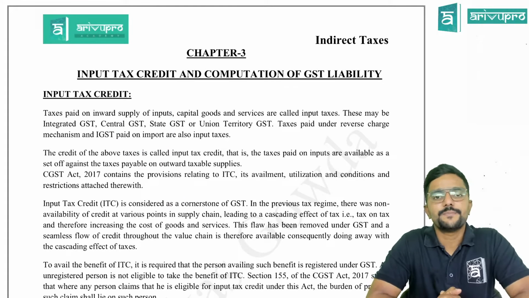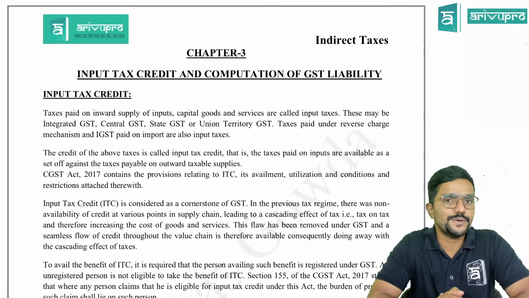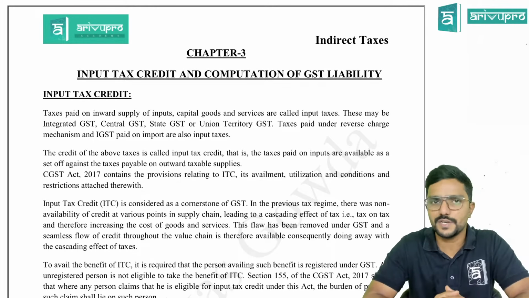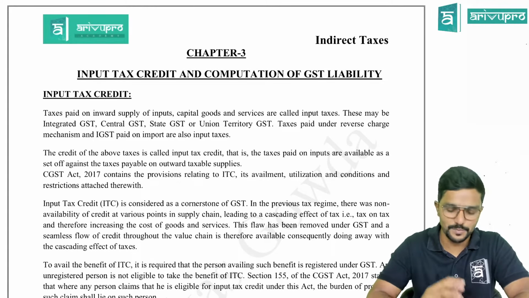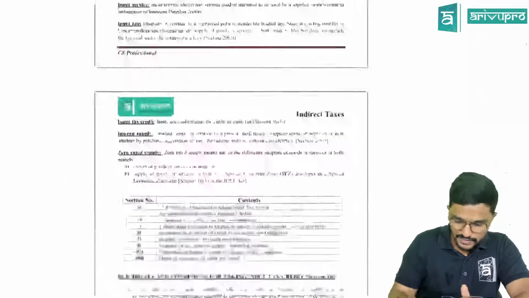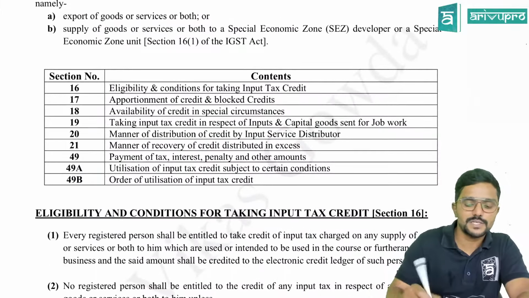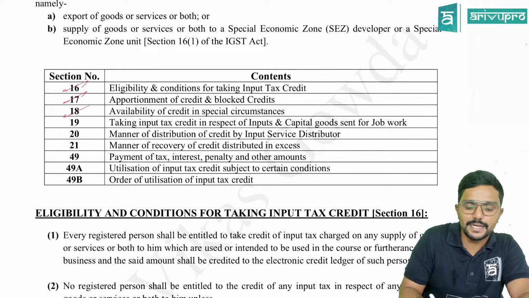Guys, welcome back. In our previous video, we were discussing chapter 3, which talks about input tax credit and computation of GST liability. We also covered sections 16, 17 and 18 in detail. In our previous video, we discussed section 18 and also solved some problems. Now, coming to the sections we are supposed to cover in this chapter, we have done sections 16, 17, 18, guys. Clear?